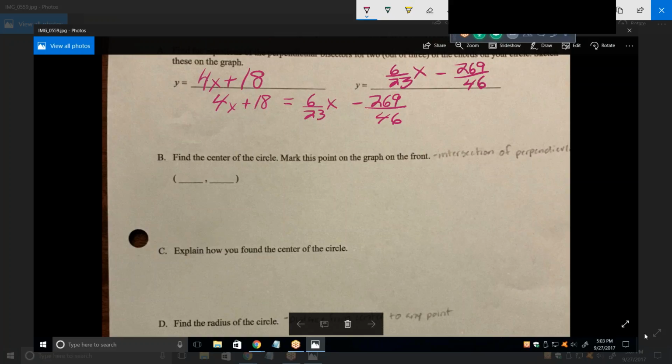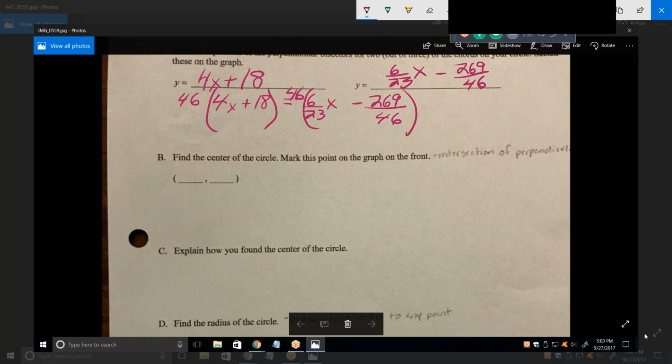Trying to think. How are 23 and 46 related? Oh, 23 times 2 is equal to 46. So what if we multiplied everything by 46? Then that'll get rid of both of them. You don't want to get rid of just one. If we're going to do this in one step, then we want to get rid of both of them.